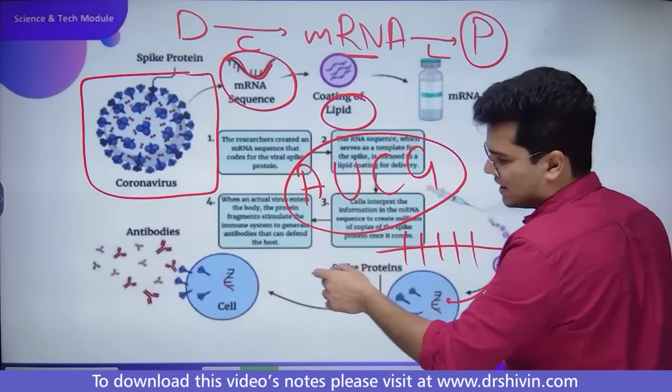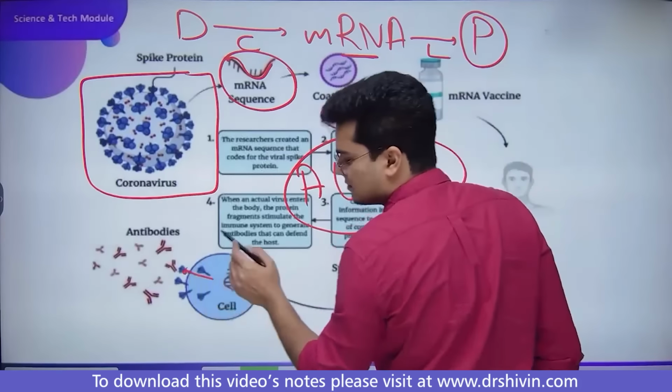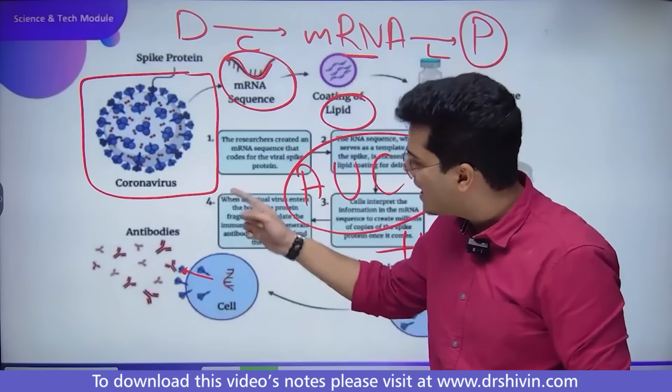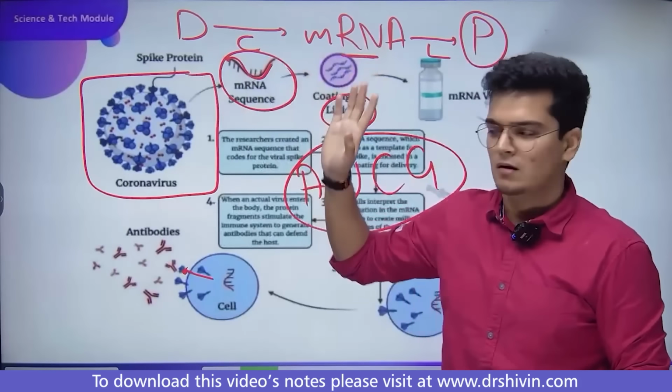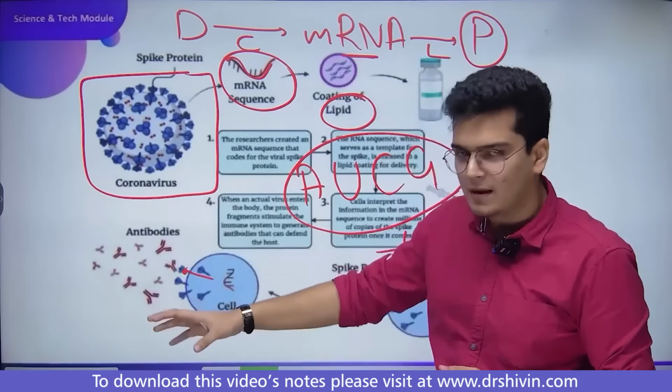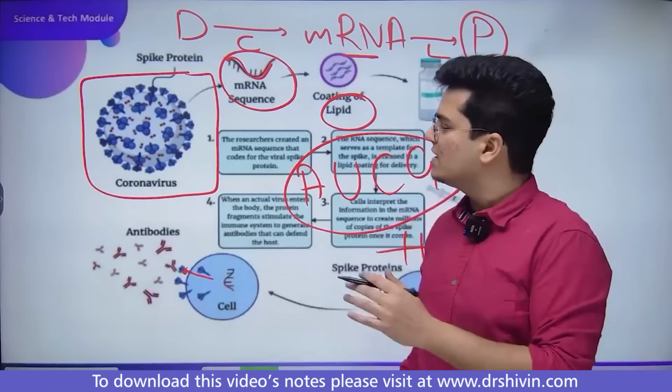Now my own cell has spike proteins. So my B cell says, okay, this is a foreign cell, let me kill it. So then the B cell started generating antibodies against the antigen of spike protein. Then my B cell generated memory. My B cell had memory. So later when the actual coronavirus came, I was protected. This is how the mRNA COVID vaccine works.